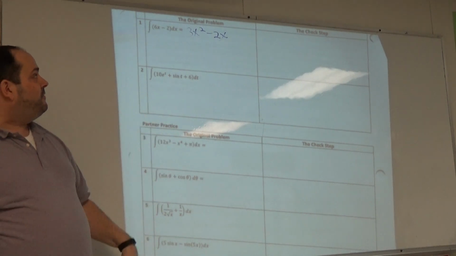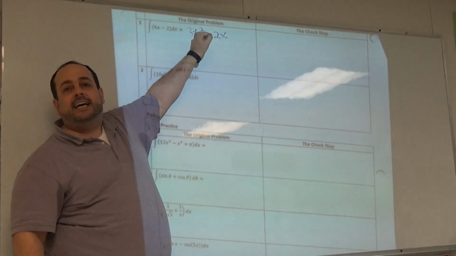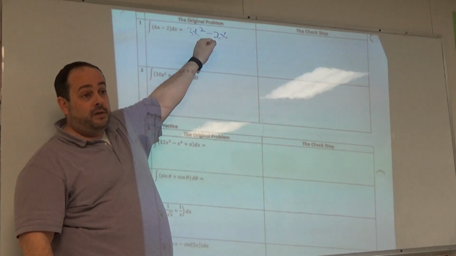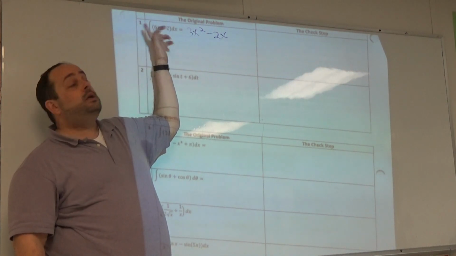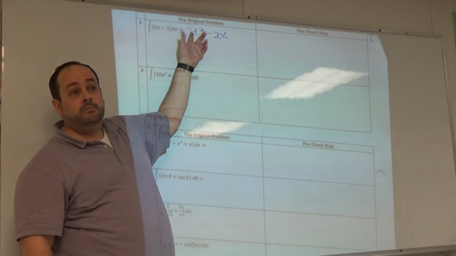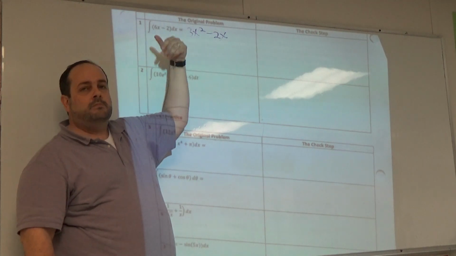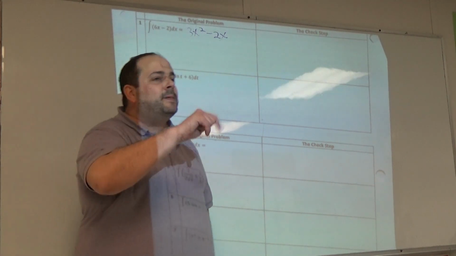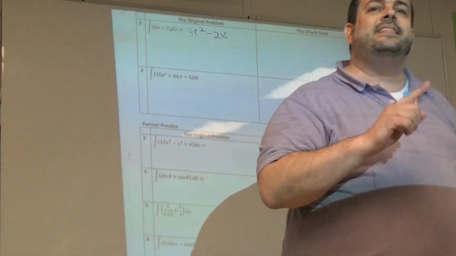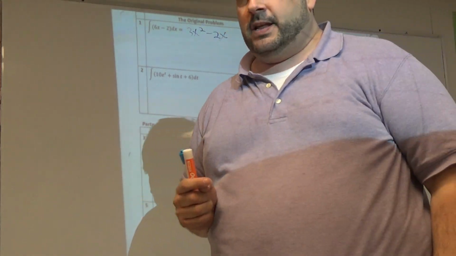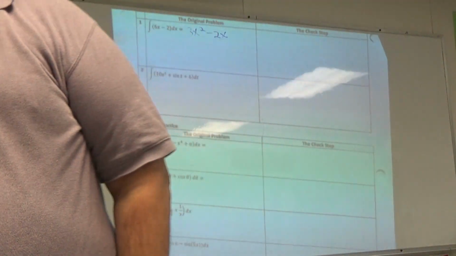It works if you can answer the question, does this function have a derivative of 6x minus 2? Yes. Derivative of 3x squared, yep, 6x. Derivative of negative 2x, negative 2. Good. Here's my question. Can anybody think of a different function that has 6x minus 2 as the derivative?